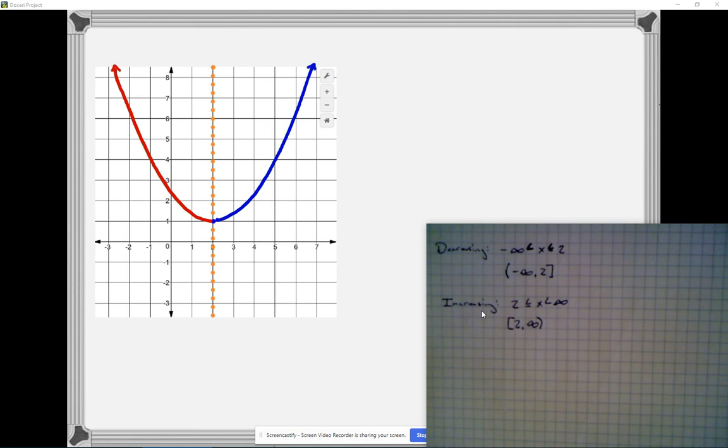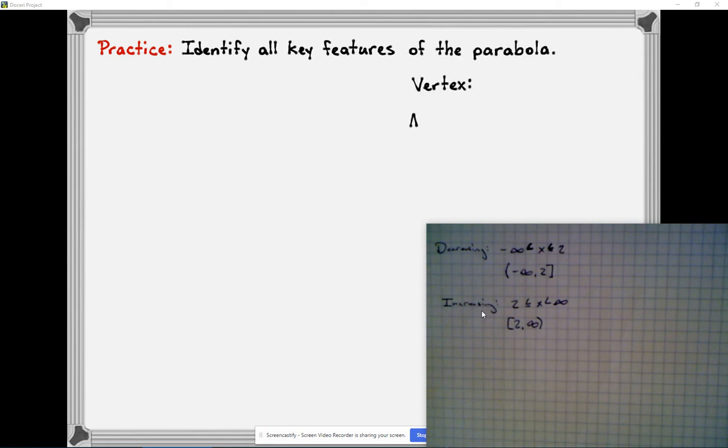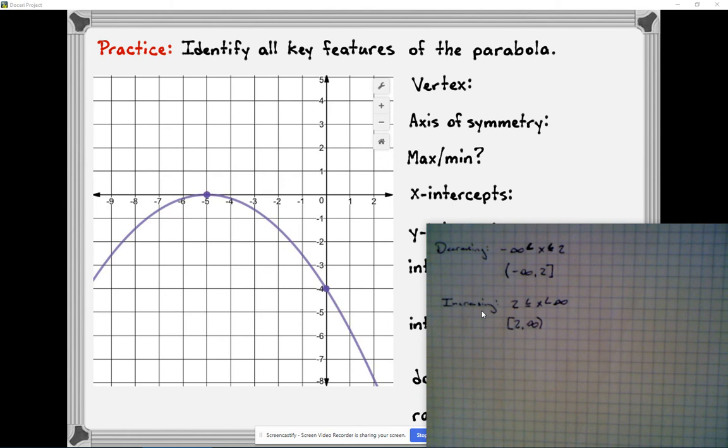All right, let's go ahead and take a look at the next problem. I want you to go ahead and identify all the key features and answer the questions that are given here. So go ahead and pause the video, answer the questions, and push play to go over your answers. So find the vertex, axis of symmetry, the maximum or the minimum, the x-intercepts, y-intercepts, the interval of increase, and the interval of decrease.